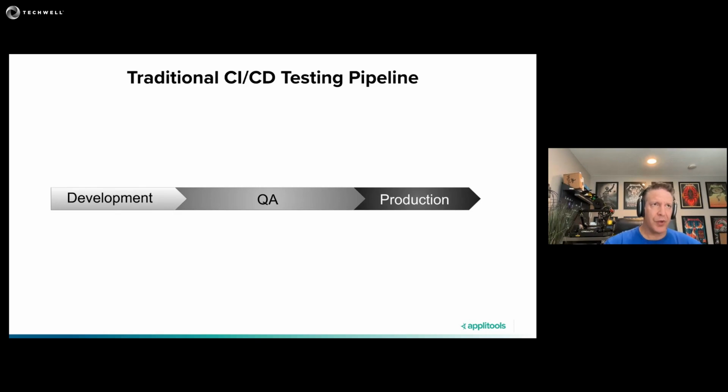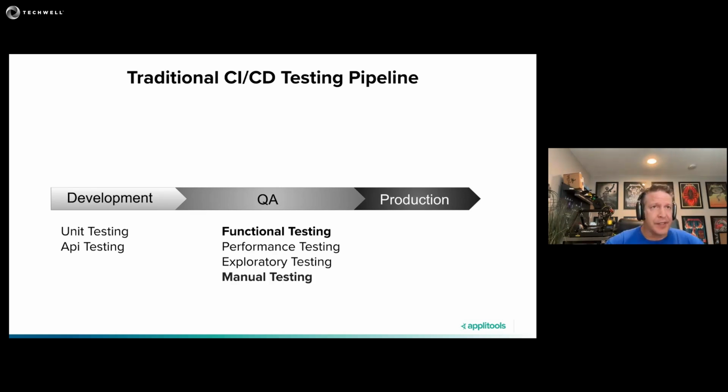So what I wanted to do next was just share with you a sample of a traditional CI/CD pipeline. Obviously, this is just a sample. There's much more complicated ones out there, but for the purposes of this presentation, just keeping it simple. So typically, what we see in development, we see a lot of developers with unit testing, API testing, and things like that. QA, this is often where we see a lot of functional testing. Performance testing, exploratory testing, and even manual testing, and then production. You might have some production monitoring and things like that.